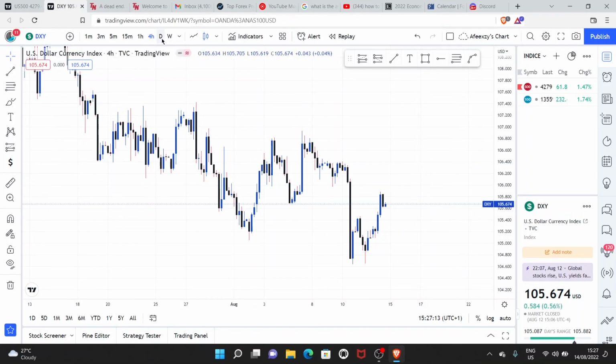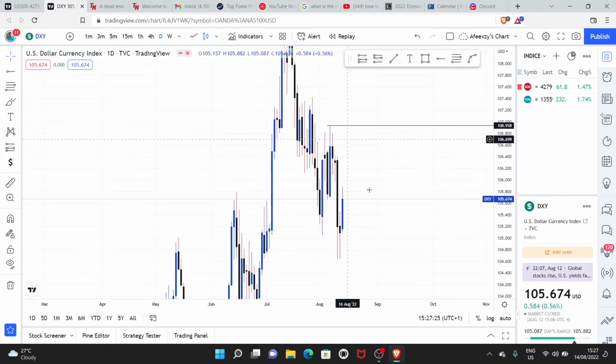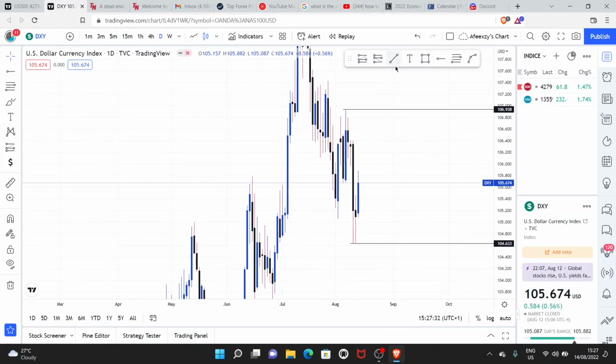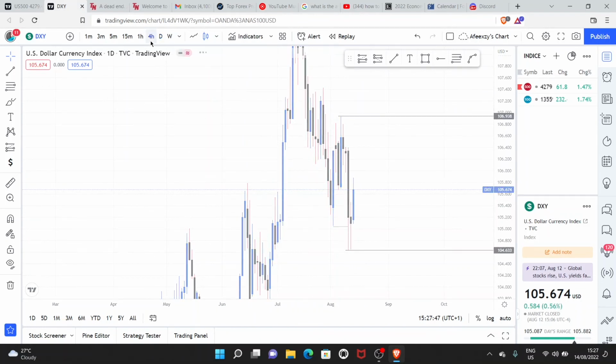So on our DXY, you can see here as a buy side liquidity zone, and here as our sell side liquidity zone. Here we cleared this equal sell side liquidity. Then we had a very nice rejection. So let's see what's really happening on DXY next week.